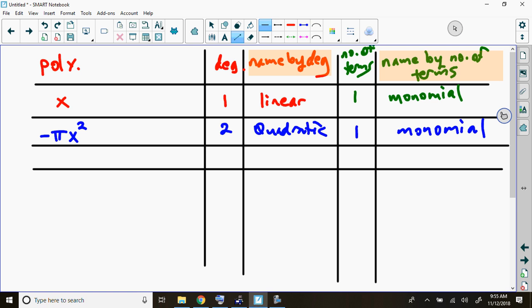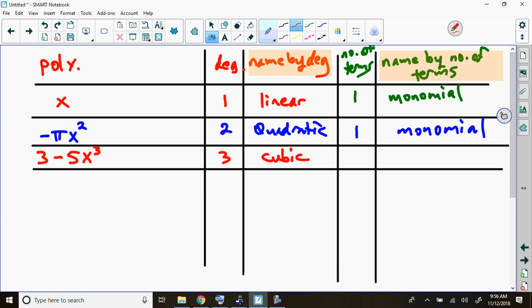Let's look at another one. 3 minus 5x to the third power. What's the degree of this one? The degree is 3. Because the degree is 3, what's its name by its degree? Cube, and we put the ick on the end of it. We always like to put the ick on the end of it, so it's cubic. How many terms does this one have? Terms are separated by the operator of addition, and subtraction is addition of the opposite.